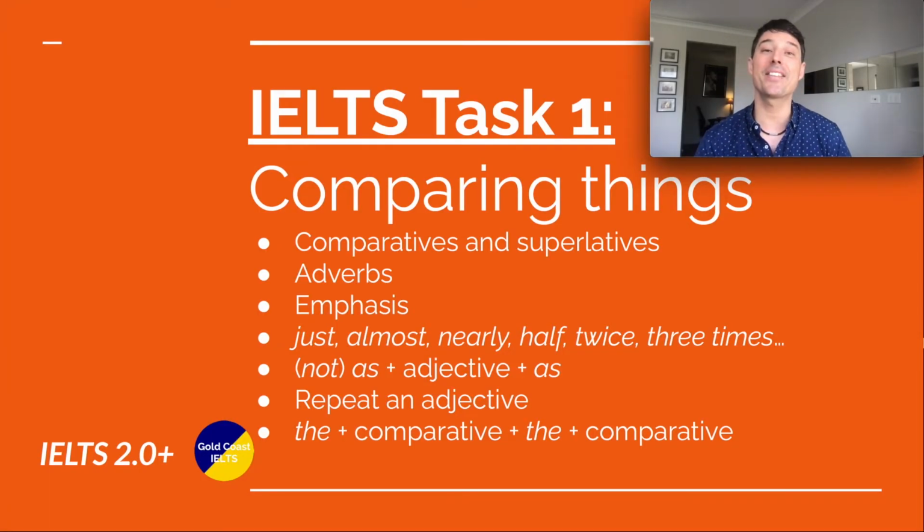Let's get started. Okay, so let's check out comparing things, guys. We're going to look at 7 different ways. The first one, the easiest one, is comparatives and superlatives. Then we'll look at using adverbs to compare. After that, emphasis. Then some little words like just, almost, nearly, half, twice, and 3 times. After that, this quite common construction, not as plus adjective plus as. Then we'll look at repeating an adjective to compare, and finally the comparative plus the comparative.